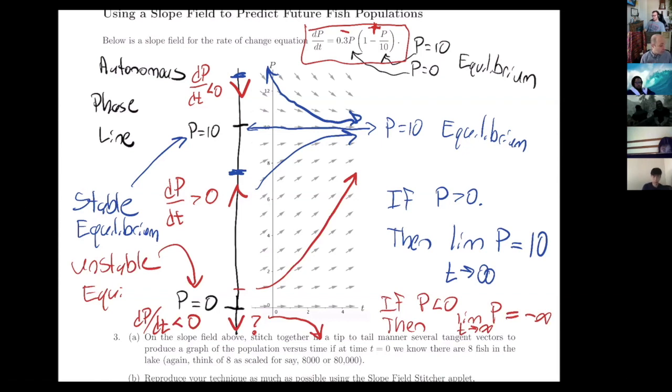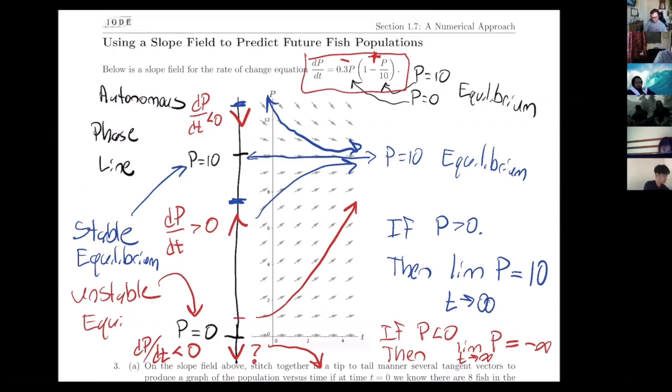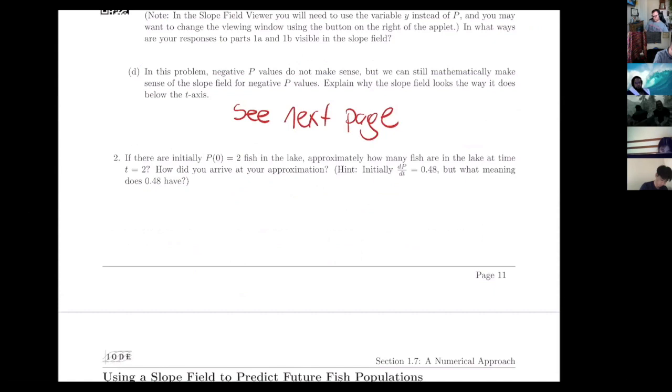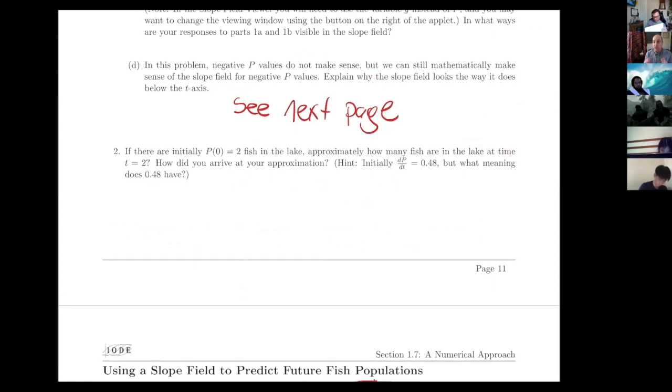So your last problem on the homework due tonight should look pretty familiar, similar to this one. Okay, so let me back up. We kind of answered this question on the other page. We haven't talked about question number 2, and this is really the topic that I want to talk about today, which is how can we use information about the derivative to come up with approximations for our population.